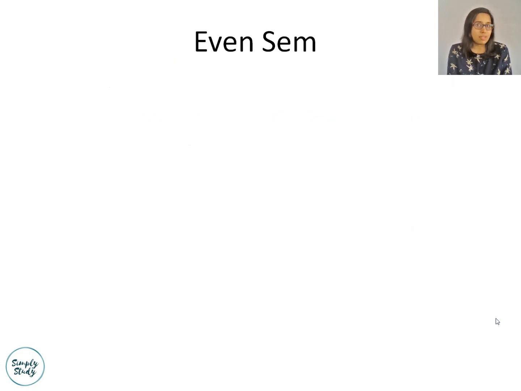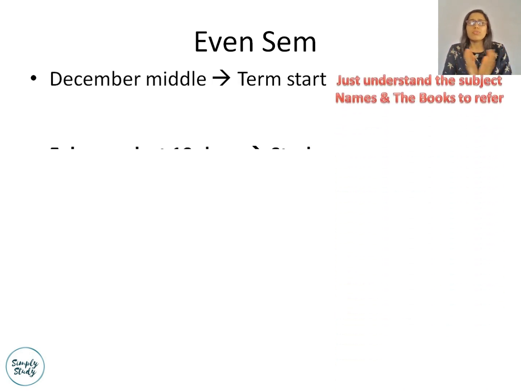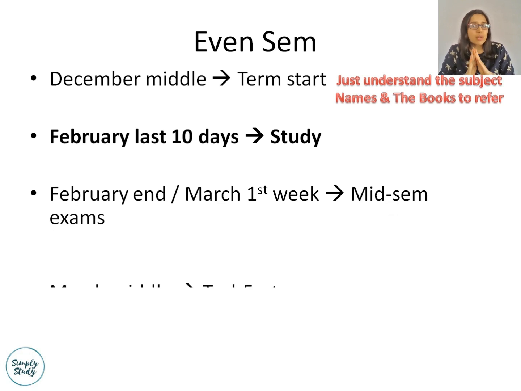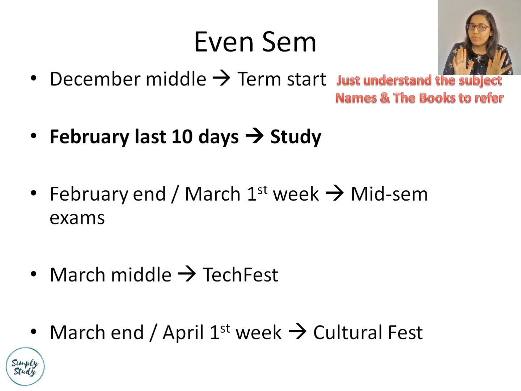Now let's see how things go in even sem. Your even sem starts somewhere between December and January. Again, you just have to understand the subject names, books, faculty and everything, and adjust to the new college. In February end, you have to start studying for your midterms, which may be somewhere between February end and the first week of March. After which, in March, there will be a tech fest, maybe in your college or in a nearby college, which you can definitely visit.